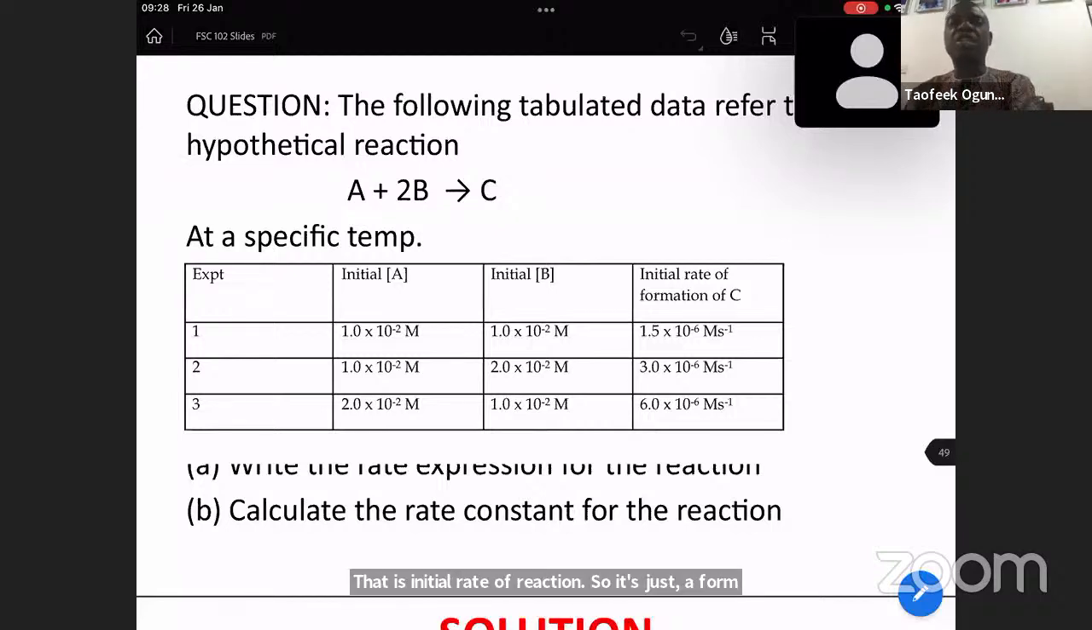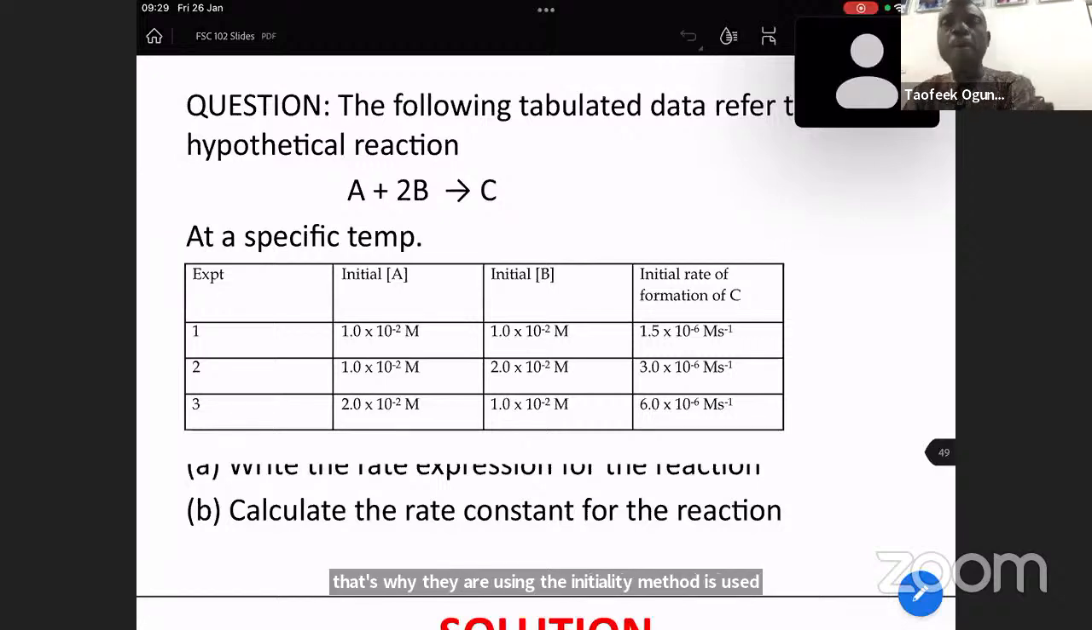And the reason why they're using the initial rate here, if you want to know the rate at concentration of 1, then it means you have to measure that rate immediately the reaction commences. If you wait too long, you're no longer measuring that rate at that concentration again, because the concentration would have changed drastically in such a way that whatever rate you're measuring is not going to be the rate of concentration of 1 again. And that's why the initial rate method is used in this case.